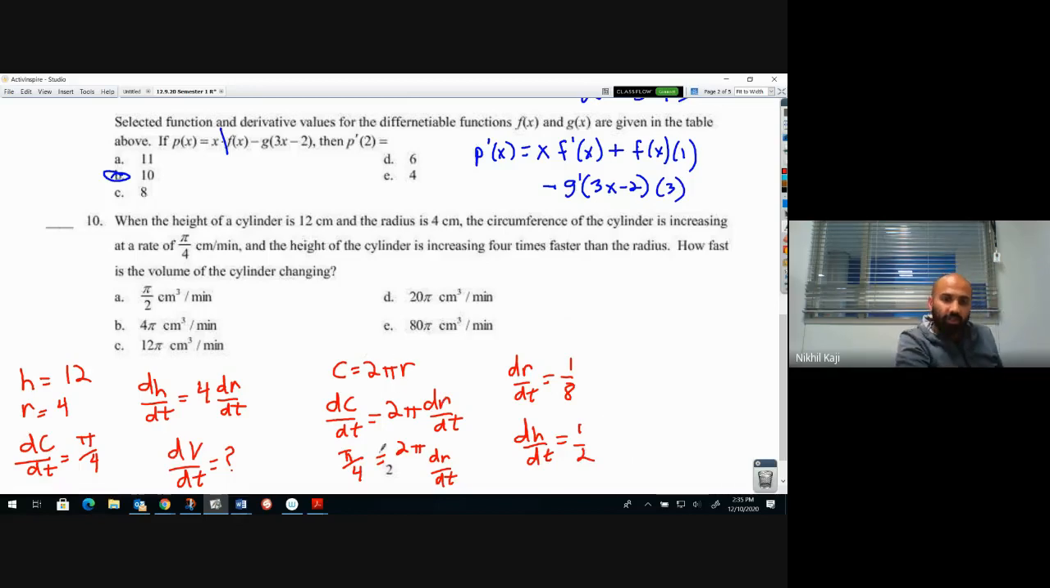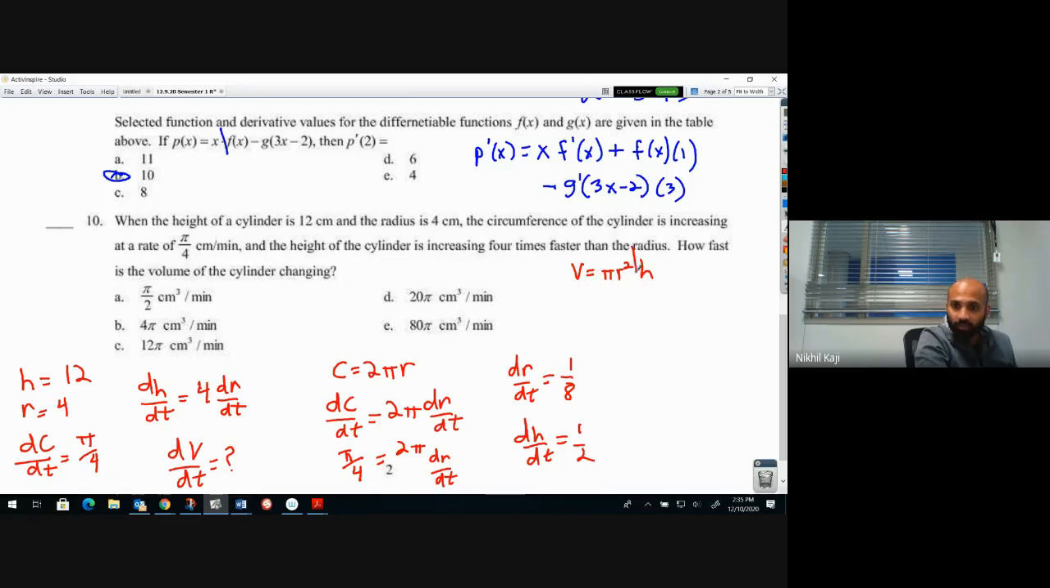So we did all this. Now we don't even care about the circumference because they're really asking about volume. We just use that in order to get some information. So now we can go from there. So my volume equals pi r squared times h. All right, here we have dr dt, dh dt, r, and h. We have everything we need. So now we can just go ahead and do this.